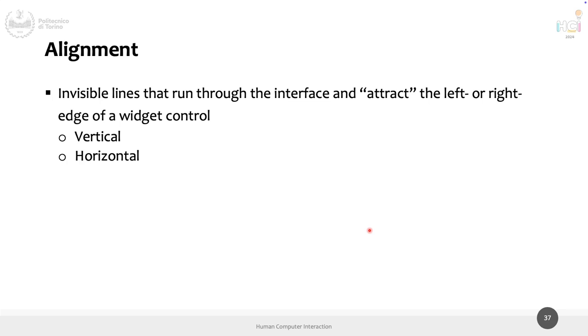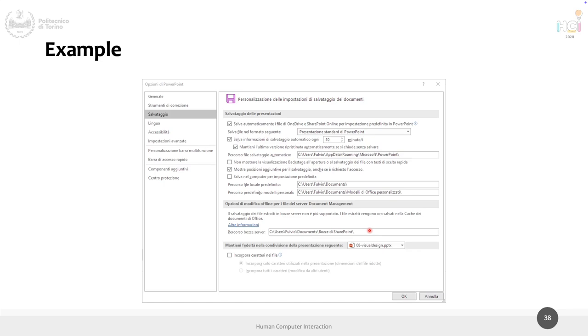let's talk briefly about alignment. So alignments are typically invisible lines, sometimes visible, but most of the time invisible lines, that run through the interface and track, in a way, the left or the right edge of a widget within a graphical user interface. It could be, again, vertical alignment or horizontal alignment. So this is an example. It's in Italian, but what is this?